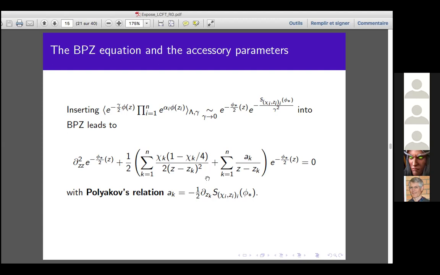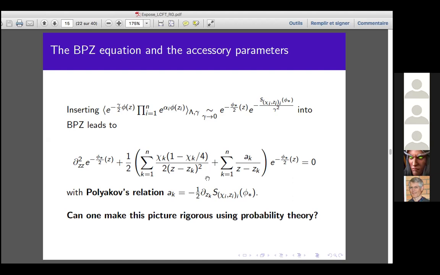Okay, and so the question is, in some sense, what I just described to you in a completely heuristic way, as Polyakov did it, can one make this picture rigorous using probability theory? And the answer is, of course, yes. That's what we did with Hubert and Rémy.